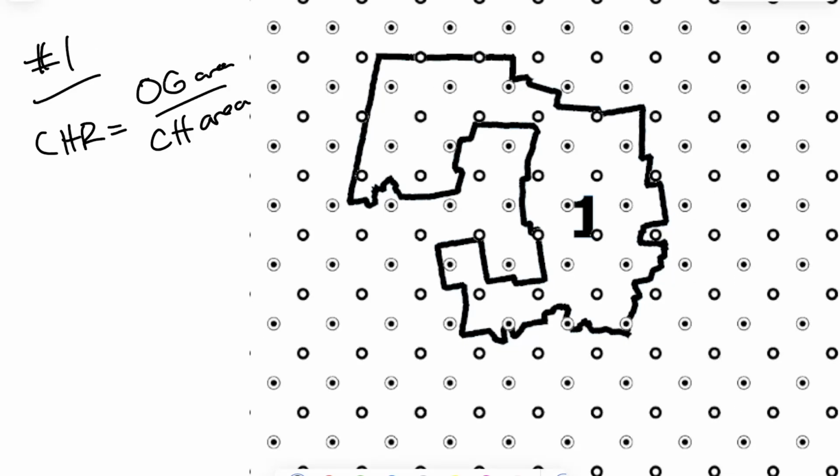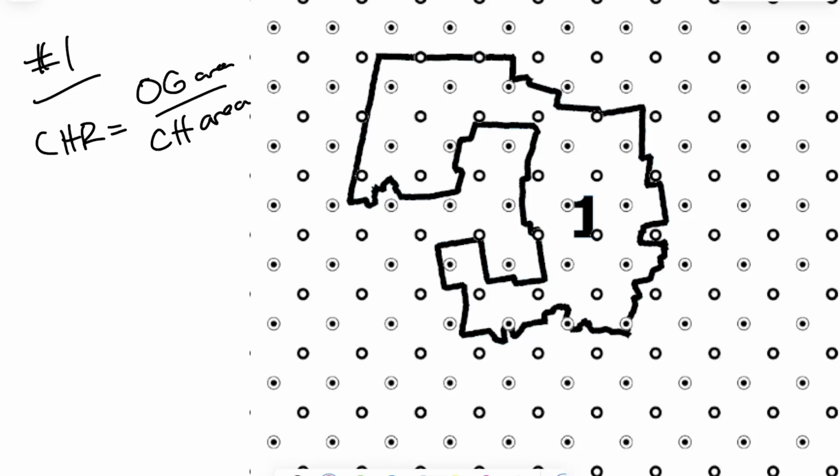So first I'm going to count up the original area. That is, I'm going to count all the dots which are inside of District 1. Remember, when they're on the line, you count it if it looks like this. So I am going to count this one, but I am not going to count this one. All right, that's what the different looking dots mean. It's just, do you count them or not when they're on the line?